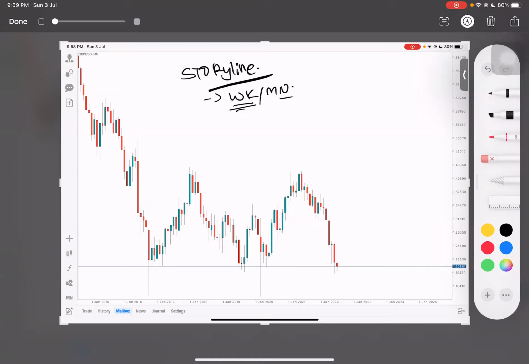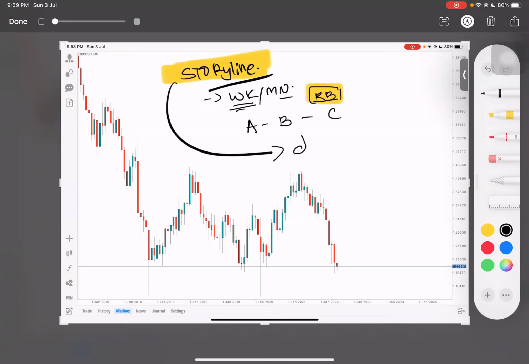Okay, how? Hold on a second. The storyline is like this: it starts from zone A to zone B with no problem at all. But suddenly, when price wants to go to zone C, it hits a roadblock. So inside the storyline there is a roadblock. After you understand the storyline, only then do we go to the direction.